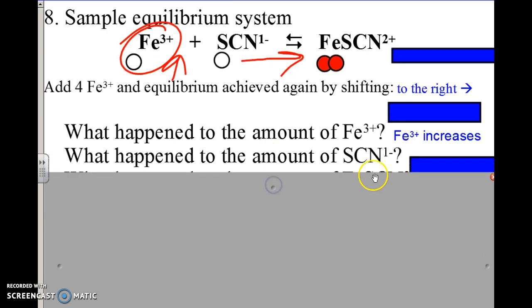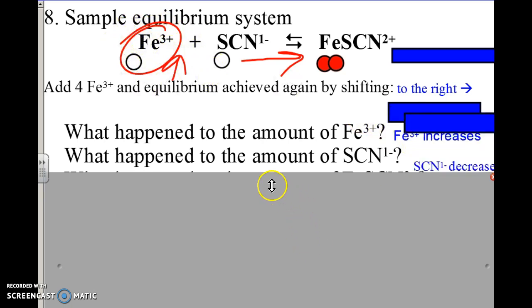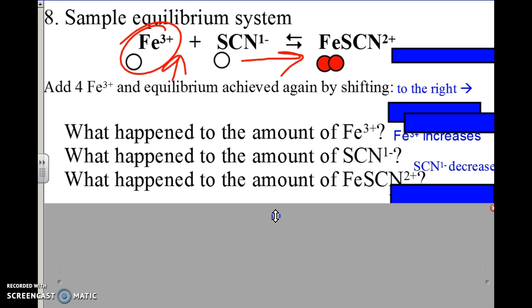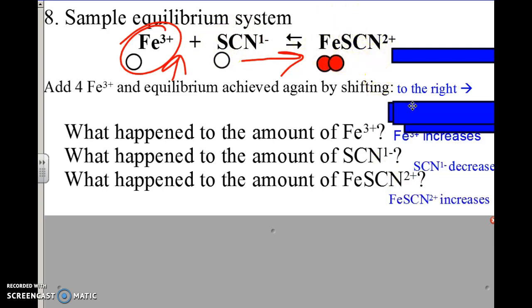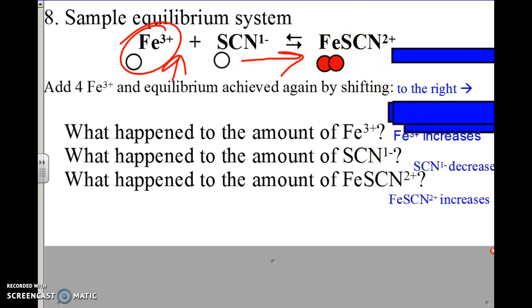What happened to the amount of SCN? Well, it was used up to combine with the Fe. So thiocyanate decreases. What happened to the amount of iron thiocyanate? Well, we added iron, it reacted with the thiocyanate ion, and it made more of this compound. So that would go up as well.